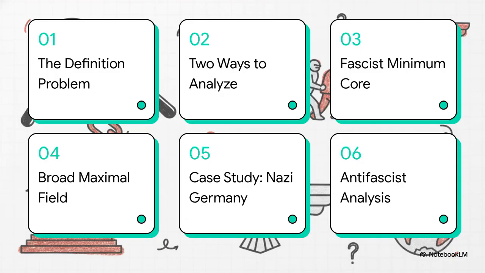Okay, let's dive into our roadmap for today. We'll start with the definition problem, look at 2 ways to analyze it, unpack the fascist minimum core, and then explore the broad maximal field. After that, we'll ground this in a case study of Nazi Germany, and finally, we'll rethink anti-fascist analysis. Let's get right to it.